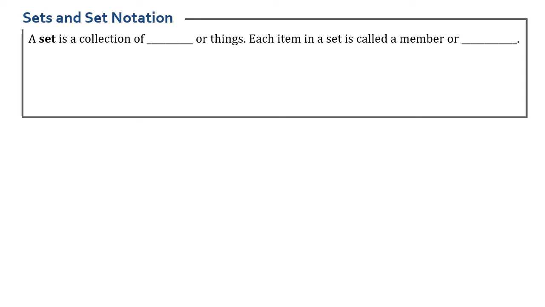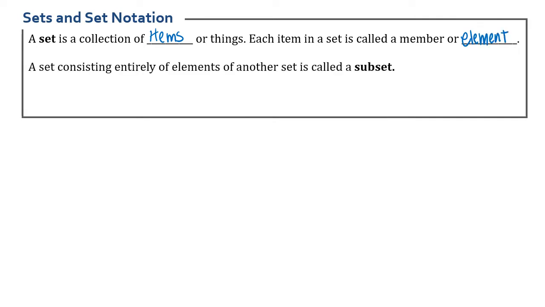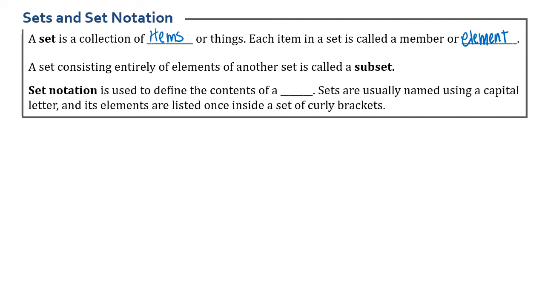A set is a collection of items or things. Each item in a set is called a member or element of the set. A set consisting entirely of elements of another set is called a subset. Set notation is used to define the contents of a set. So set notation looks like these curly brackets. Sets are usually named using a capital letter and its elements are listed once inside a set of curly brackets.